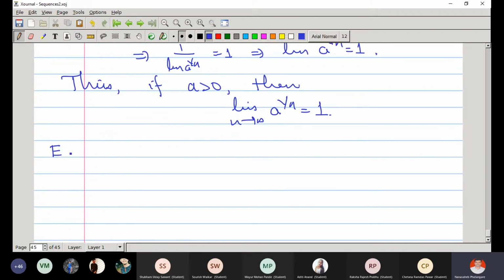Now, the limit of n raised to 1 by n. What is the limit? This is again a very important and interesting limit also. What is it?